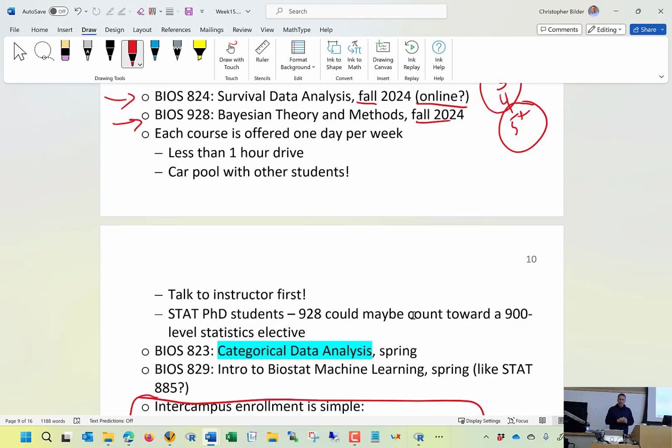At least I've encouraged my PhD students to consider taking these courses in person next fall. And, if there's a sufficient number of students who want to do that, perhaps one can carpool to drive up there to take the course.